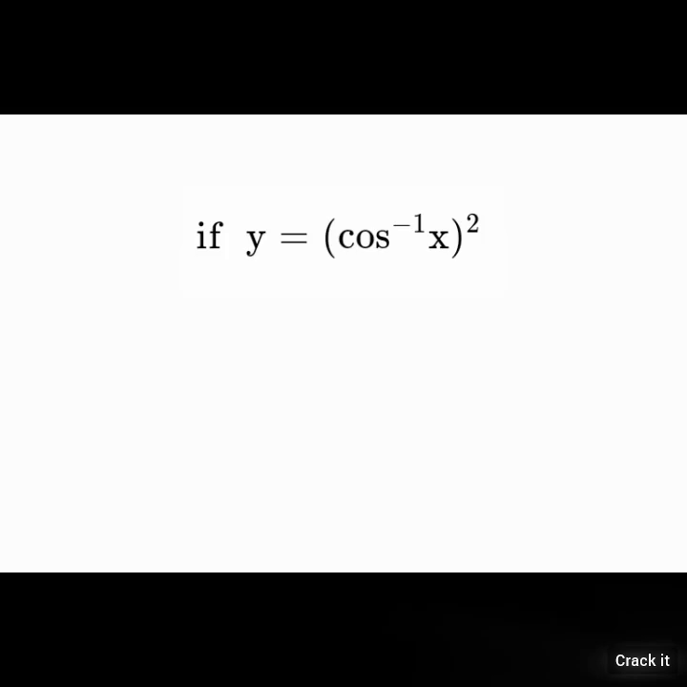So here's the question from the derivative portion of the calculus, which states that if y equals cos inverse x to the whole square, then show that (1 minus x square) y2 minus x y1 minus 2 equals 0. And here y2 and y1 are the second and first derivative of y with respect to x.